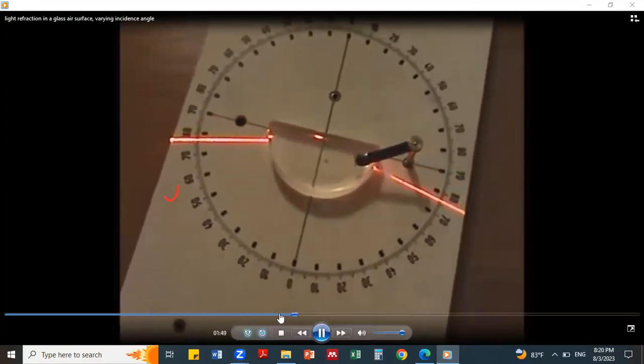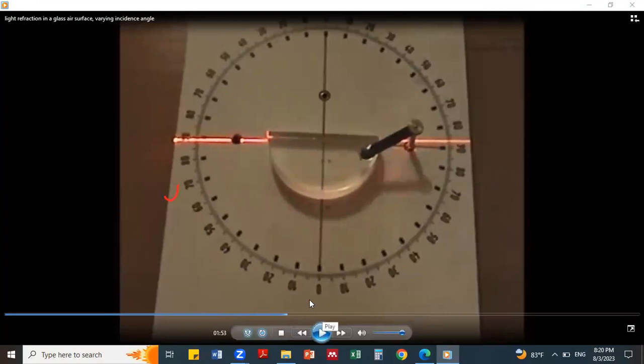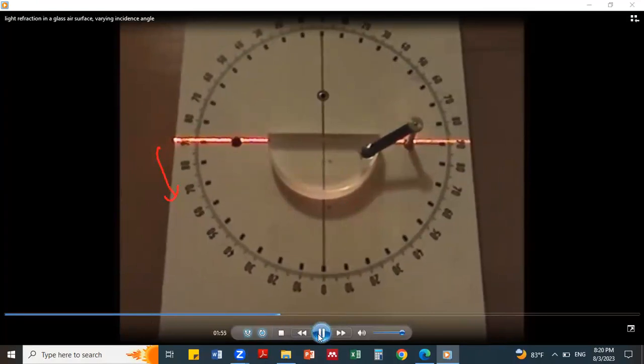This is very interesting. If you can, try this even at home. You don't have to go to the school to do this. Even if you have a laser torch and a semicircular glass, you can try this at home. Now it travels along. So that means this angle is 90, students. That's why it travels straight without any deviation. No refraction. But again, when you move this laser beam this way, you will undergo the same experience.